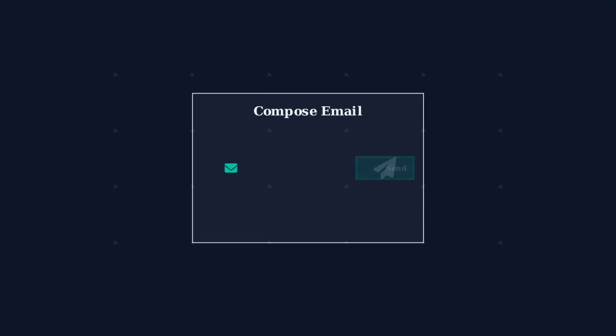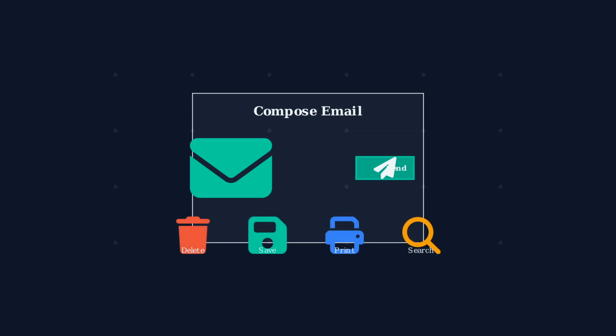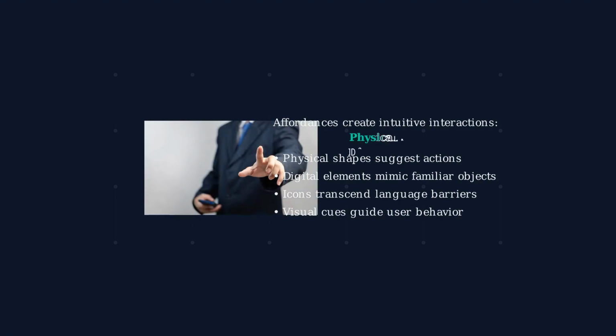Icons represent some of the most powerful affordances in digital design. A simple envelope icon instantly communicates the concept of sending a message, transcending language barriers. These visual metaphors work because they connect digital actions to familiar physical objects. The envelope suggests mail, the paper plane suggests sending. No explanation needed. The power of affordances lies in this immediate recognition. When you see these design elements, your brain instantly understands the possible actions, creating an intuitive and seamless user experience.